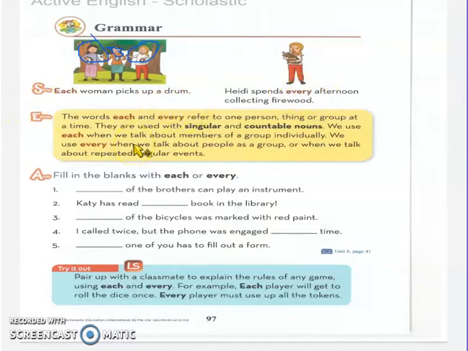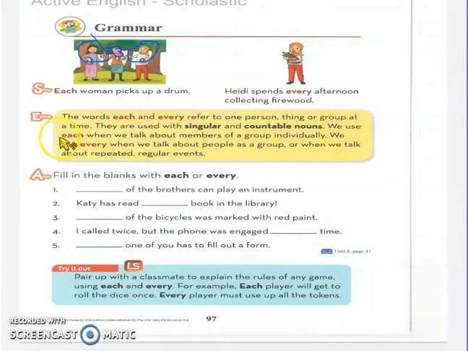Look at this table or this box. The words each and every refer to one person, thing or group at a time. زي ما حكينا إنه ممكن each أو every نحكي عن شيء معين أو شخص واحد أو ممكن نحكي عن مجموعة كاملة. They are used, as we said, with singular and countable nouns. حكينا إن هي بتستخدم مع مفرد اسم معدود مفرد اللي هي each و every. بتستخدم مع اسم معدود مفرد.